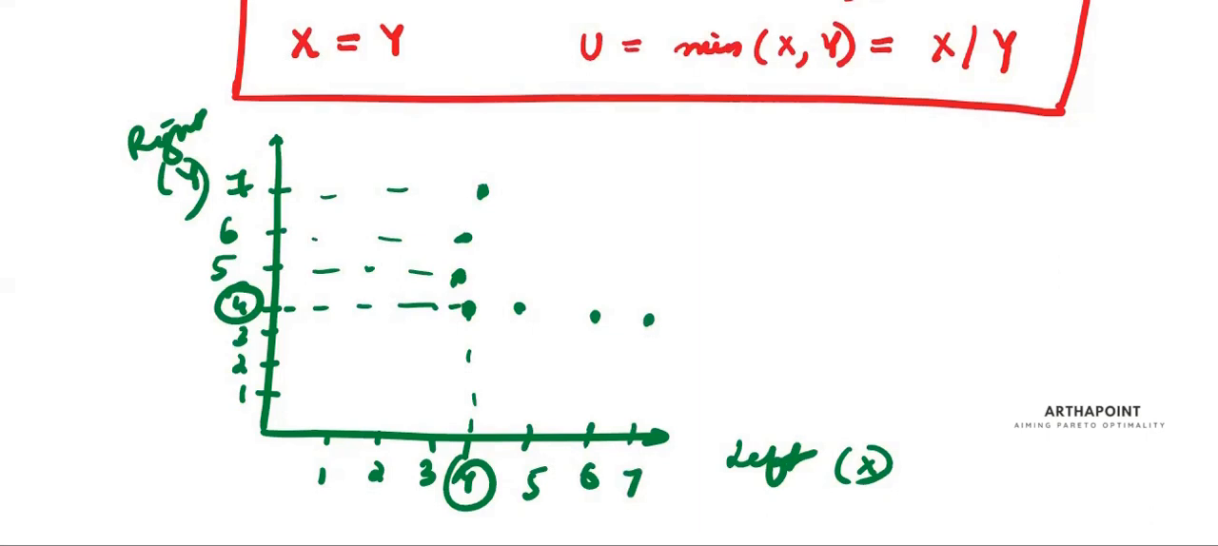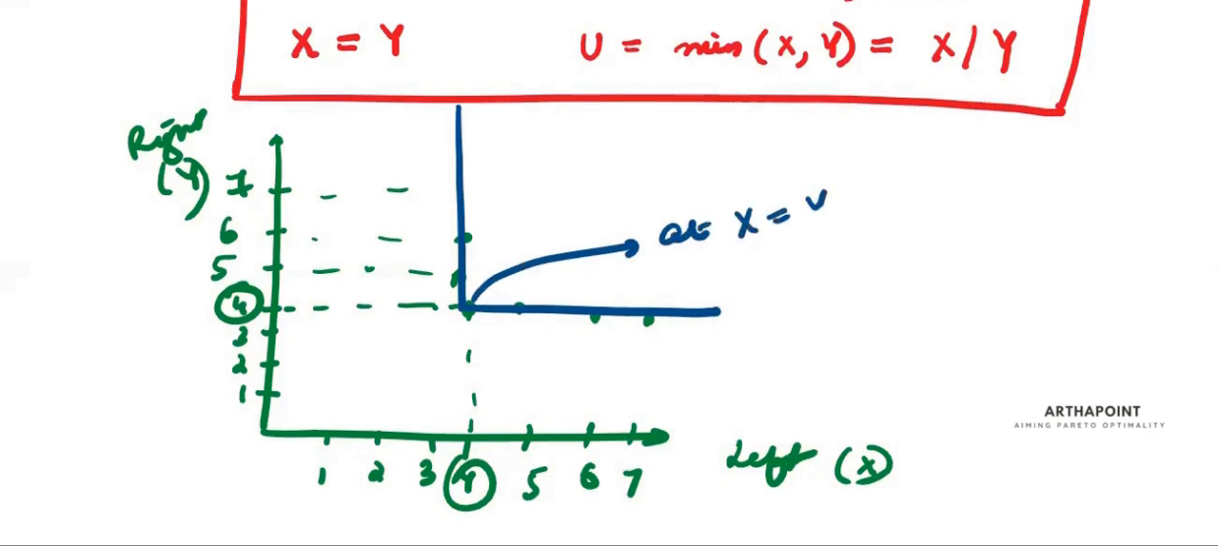Then also it will make 4 pairs. So actually, if I jot down all these points together, I will get an L-shaped curve. It would be kink at X equal to Y. That's the number of pairs I will be able to make. You keep on increasing X, holding Y constant at 4, I will have the same number of pairs. You keep on increasing Y, holding X at 4, I will again have 4 pairs.